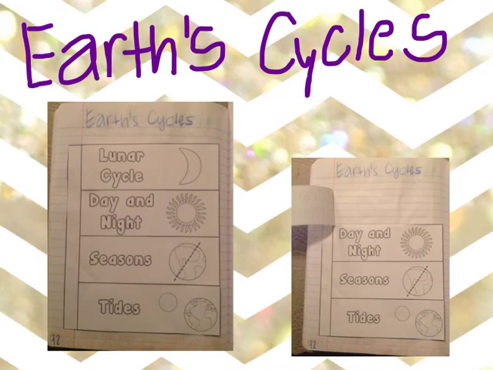Okay, we're going to review Earth cycles, and remember that a cycle is simply something that goes on and on and on. It repeats itself. It doesn't ever stop. We're going to be looking at the lunar cycle, day and night, seasons, and the tides.